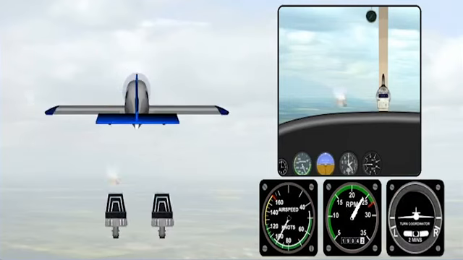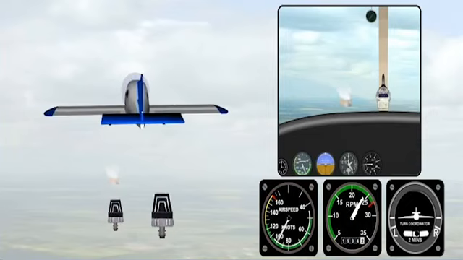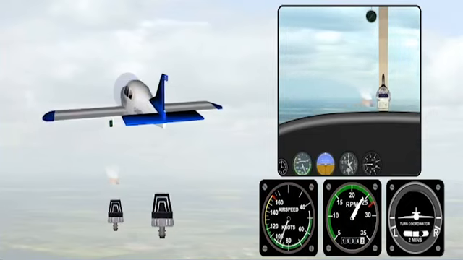Identifying a prominent landmark straight ahead, now let's look at the primary effect of rudder. The pilot pushes forward on the left rudder pedal, causing the aircraft to yaw to the left. The yaw is held for as long as left rudder is applied.